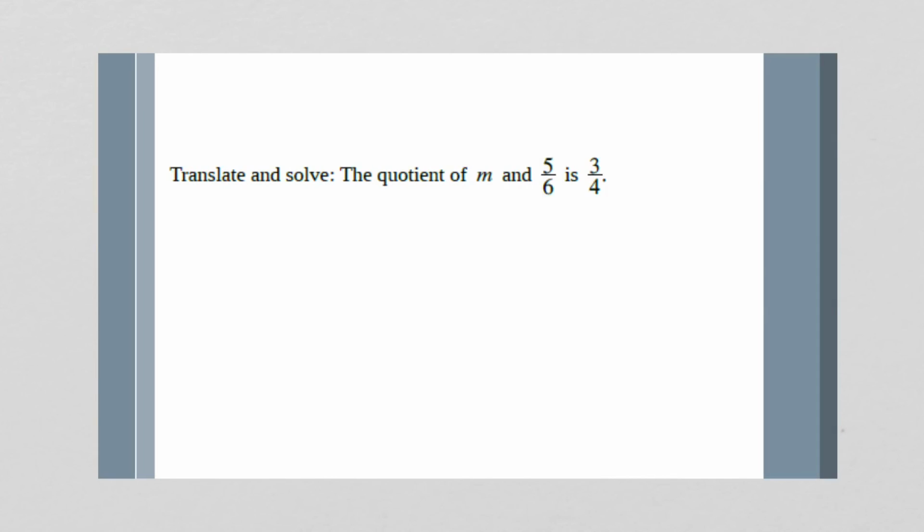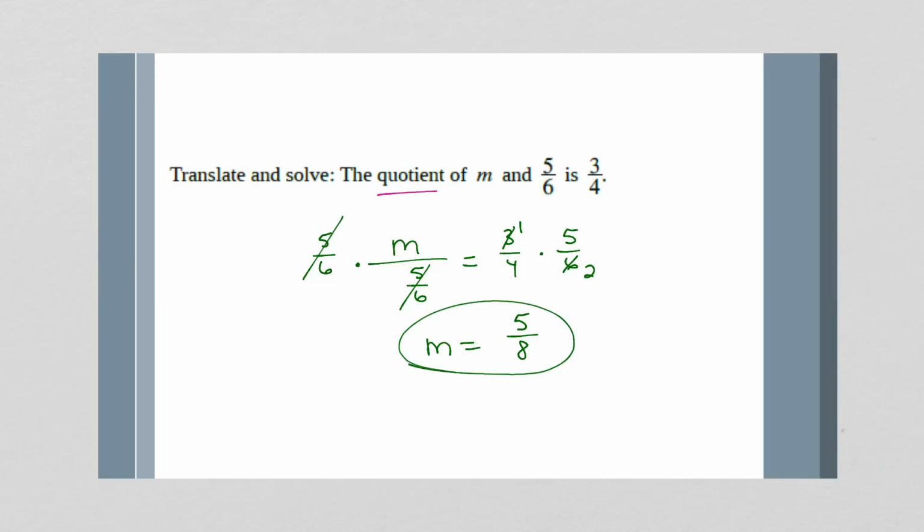Okay, so look at this one. The quotient of m and 5/6 is 3/4. So quotient means divide. So m divided by 5/6 is equal to 3/4. So I'm going to multiply both sides by 5/6. So that cancels that. M is equal to, now I'm going to reduce some things here, that and that. I think that's all I can do. So multiply straight across. 1 times 5 is 5, 4 times 2 is 8. So m is equal to 5/8.